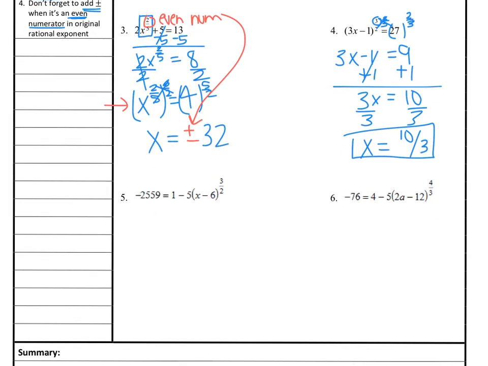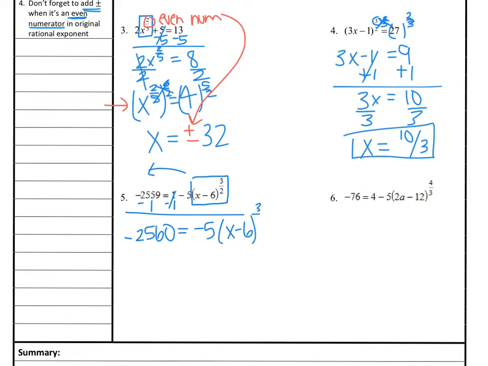All right, example 5 and 6, they look challenging, but really we're just applying some old skills and adding in a little new. So I'm going to isolate the base and the exponent. So the base is the whole parenthesis in this case, with the 3/2 as the exponent. And we're going to start by moving everything to the left side of the equation. So I'm going to take away that 1 that's not attached to the original parenthesis, because that -5 is going to go second. It's through multiplication. So I get -2560 equals -5 parentheses x minus 6 to the 3/2 power.